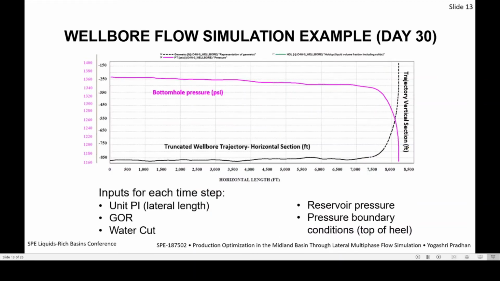Here's an example of wellbore flow simulation after the first month. Your bottom hole flow pressure does decline from your toe to your heel. The inputs for each time step are your unit PI, your GOR, and your water cut. We also looked at reservoir pressure and pressure boundary conditions, which is at the top of the heel. The black represents the original trajectory, and the pink represents your wellbore pressure from your toe to your heel. The program that we use for this is Olga.